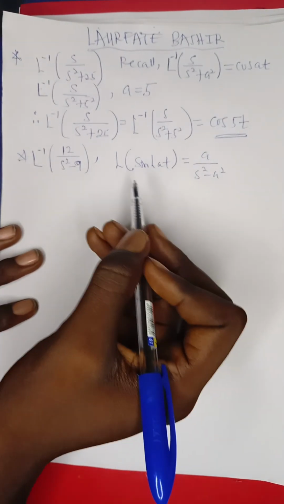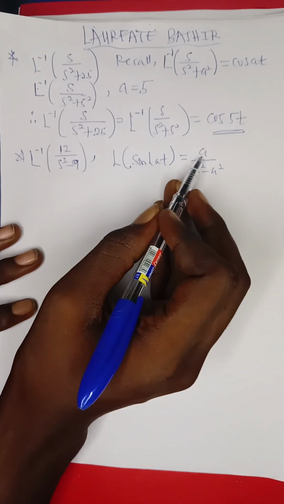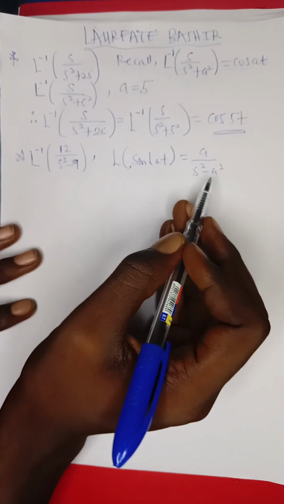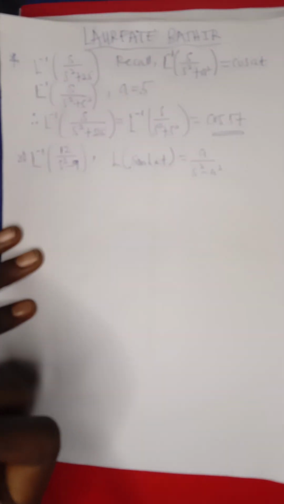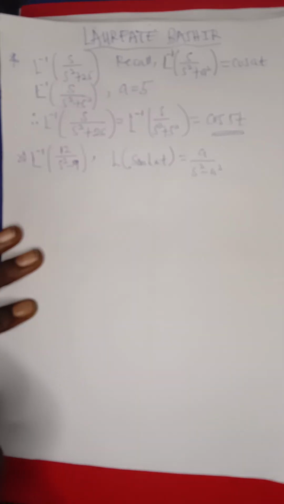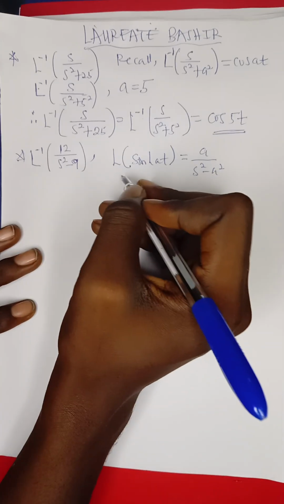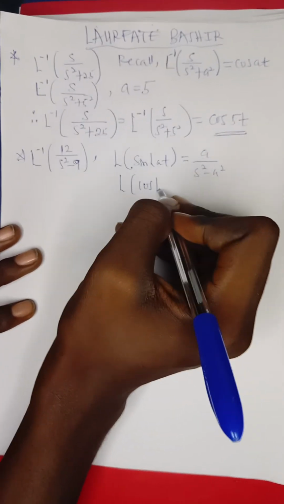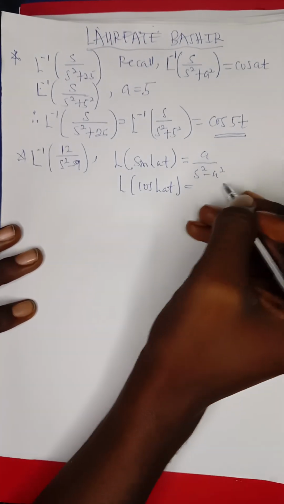Now, this shows that for sine at, what you're having here, a and a are the same thing. But if you look at this place, you're having 12, you're having what? You're having 9. They are not the same. So that means, let's try the Laplace of cos at. The Laplace of cos at is the same thing as what?